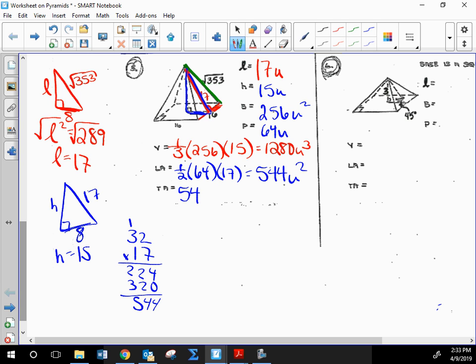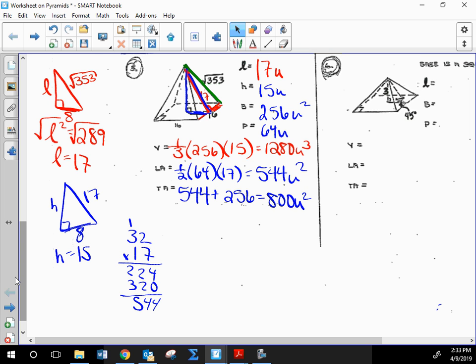We want to take our lateral area. And what do we add to this? Good, our area of our base. What did that become? 800 units squared. Okay, so we have questions with that.